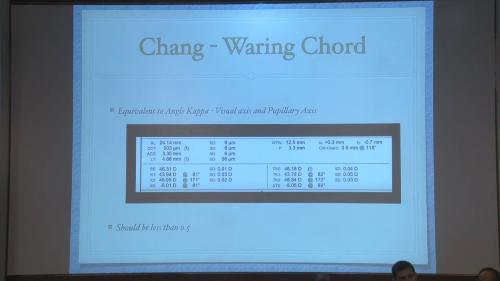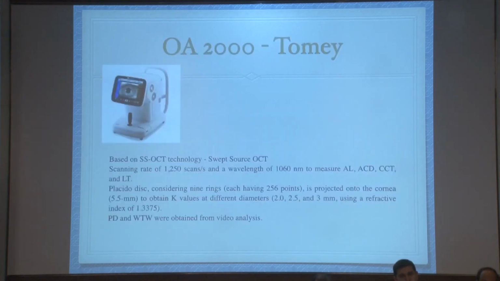It also gives us the angle kappa, the Chang varying chord it gives. We all know that it should be less than 0.5. Coming to the OA 2000, personally I have been using this instrument for many years. It's also based on swept source OCT. It has a scanning rate of 1250 and uses a wavelength of 1060. It also measures axial length, ACD, CCT, and lens thickness.